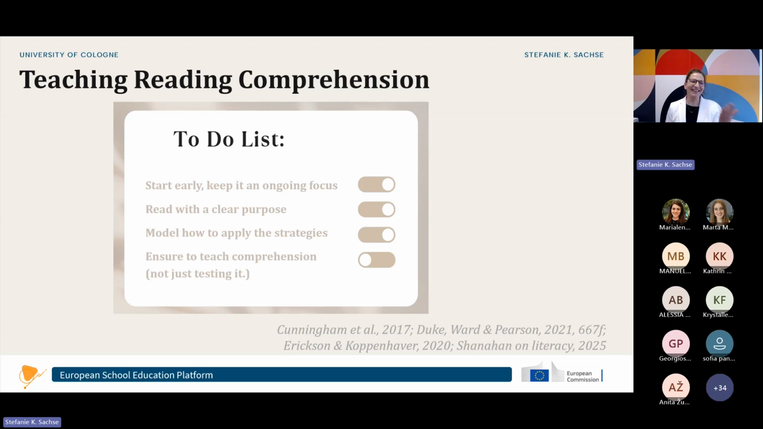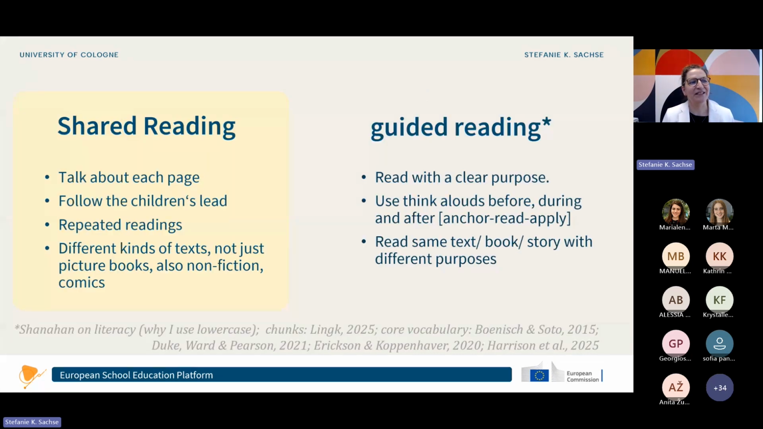So again, I will not stop here where I say this is what we should do, but also how we should do it. So we should read with the children early. Let's go back in time to the emergent literacy times. I said we do shared reading and we do guided reading. In shared reading, we read books or texts together, whatever is interesting for the children. And shared reading means that we can talk about each page. We follow the students' lead, the questions they have, the things they comment on. That is our focus when we do shared reading.